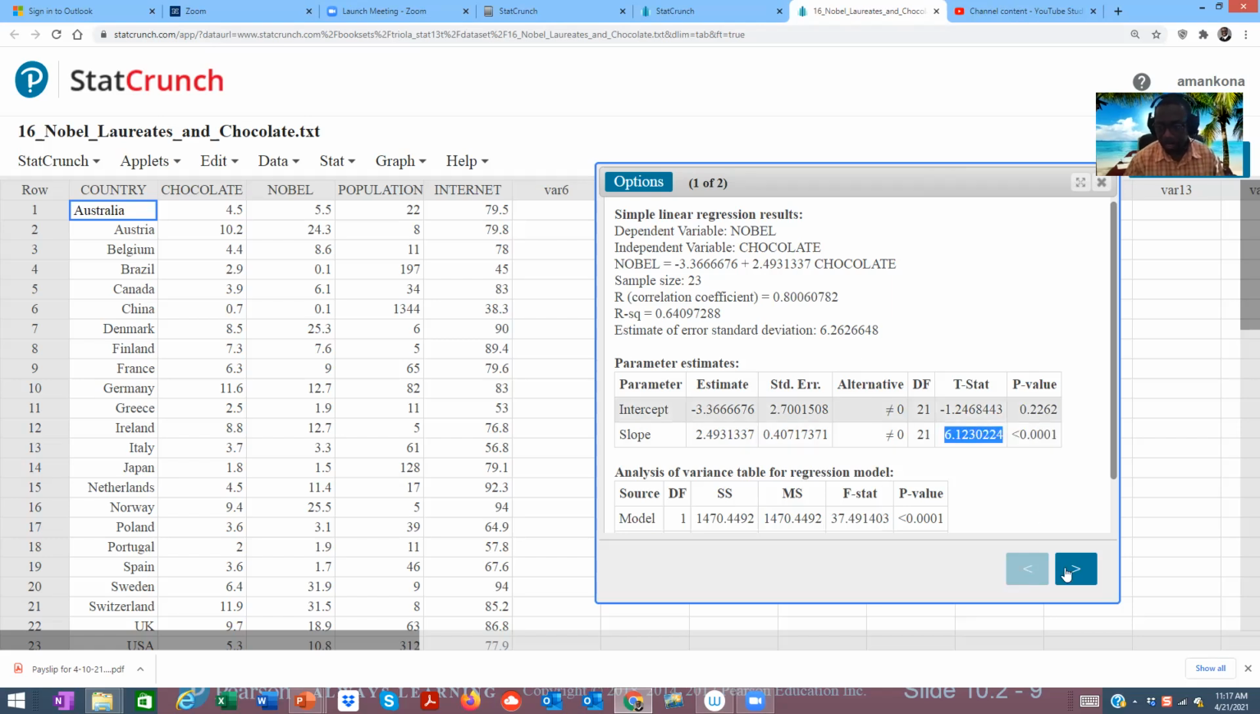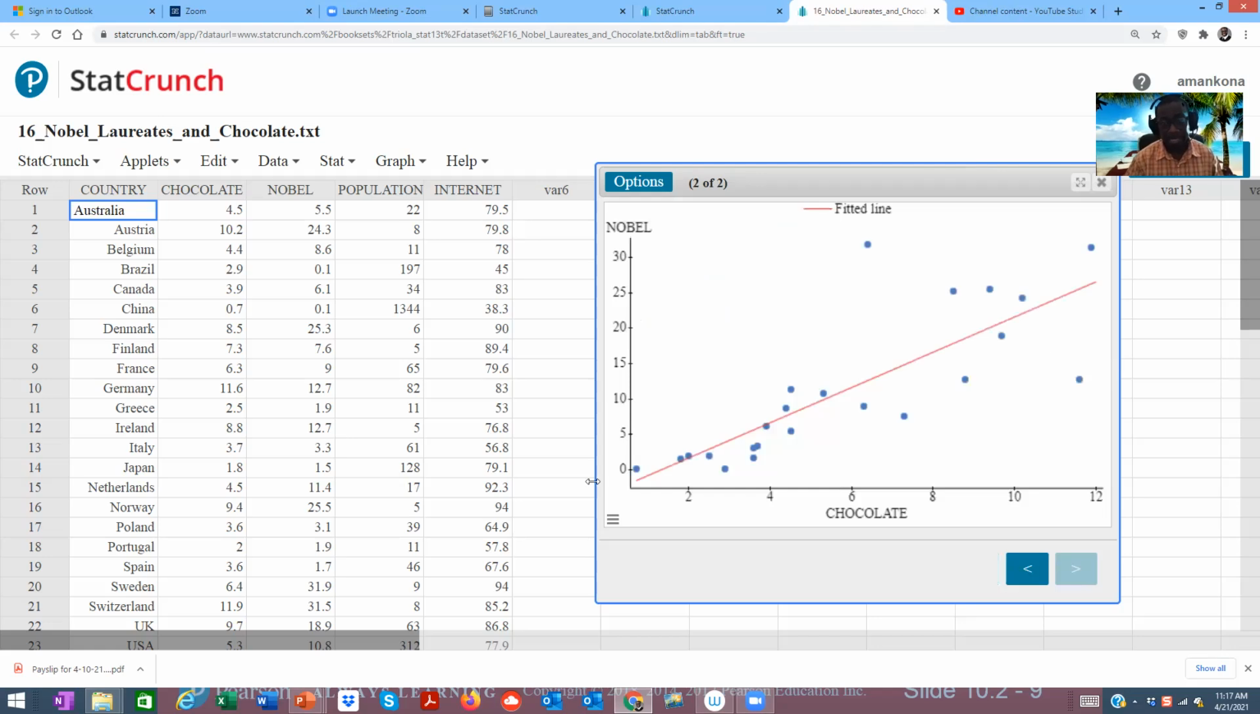Okay, and if we go to the next page, this is my scatter plot with the equation of a line. When I put the cursor on it, it highlights the equation of a line. So y hat equals negative 3.367 plus 2.493 x. Okay, so the y-intercept is negative 3.367. The slope is 2.493.